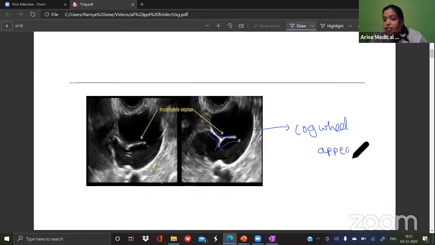Cogwheel appearance. I think last exam you got an HSG image of bilateral hydrosalpinx. Last to last exam somewhere you got an HSG image of hydrosalpinx. I'm showing you a USG image of hydrosalpinx here. Okay. Sausage shaped, cogwheel appearance. Right.